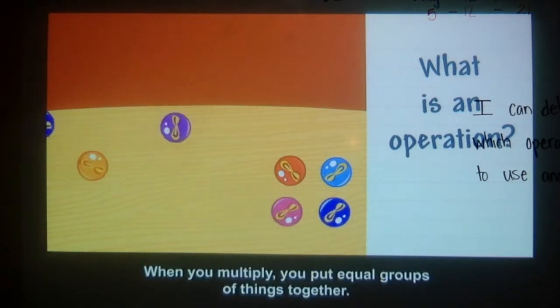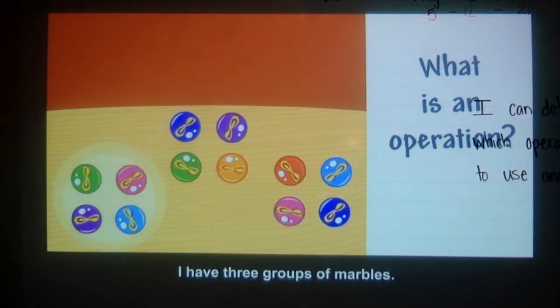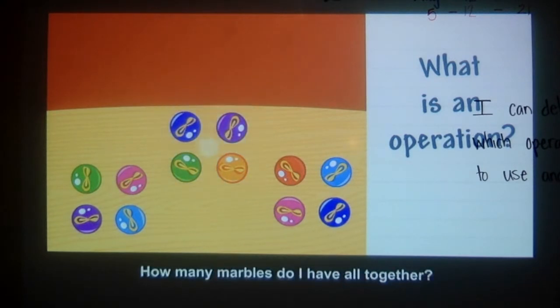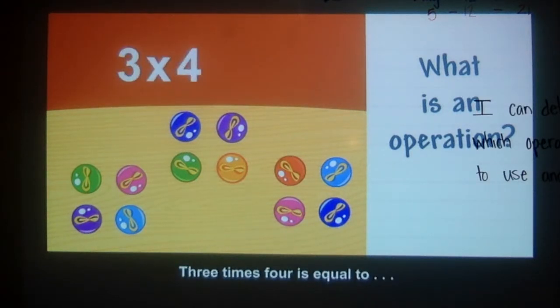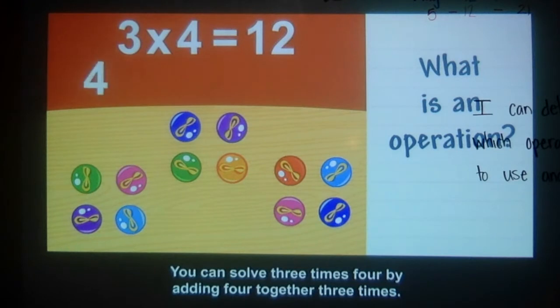When you multiply, you put equal groups of things together. I have 3 groups of marbles. 4 marbles are in each group. How many marbles do I have altogether? You can multiply to solve. 3 times 4 is equal to 12. You can solve 3 times 4 by adding 4 together 3 times.